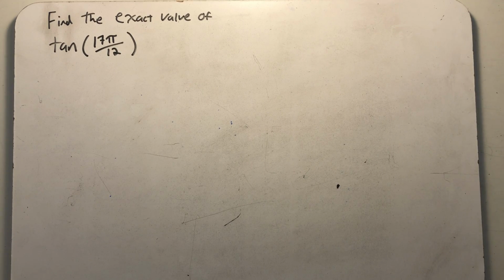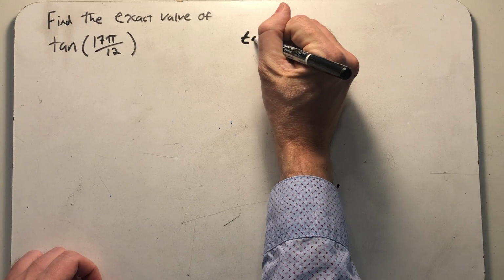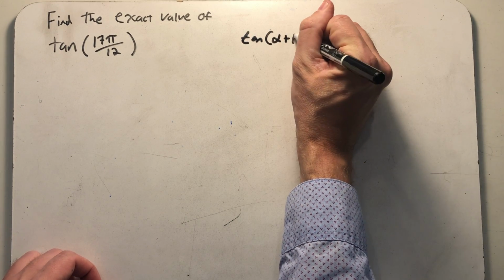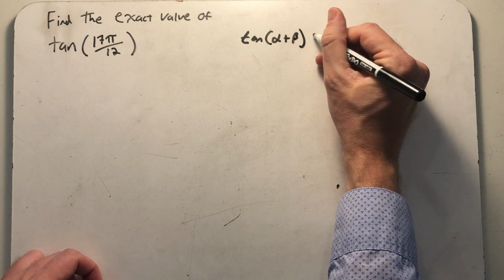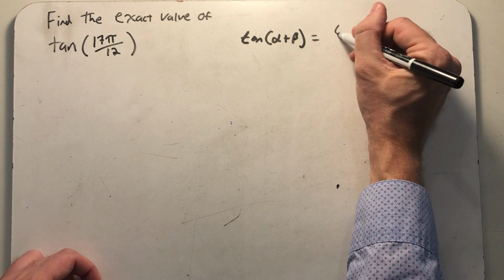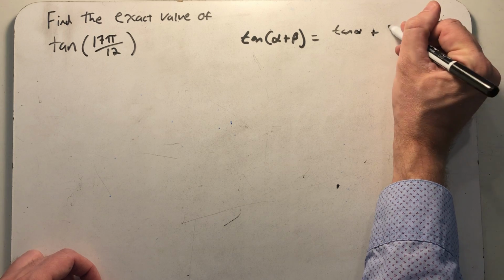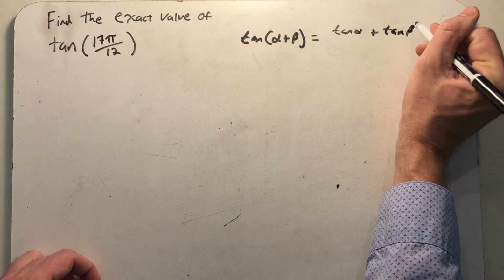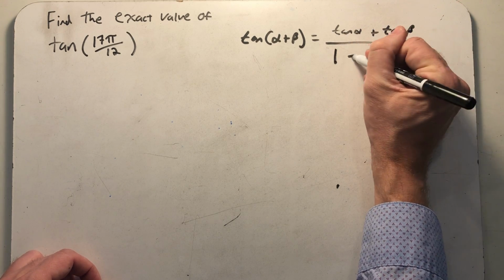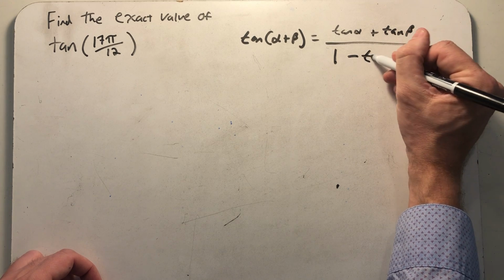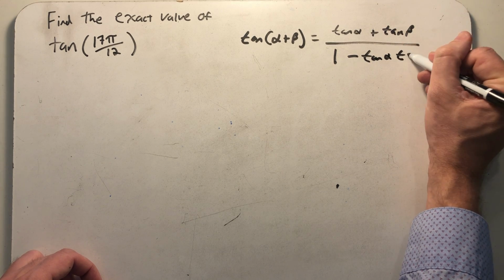We've been asked to find the exact value of the tangent of 17 pi twelfths. So I want to use sum and difference formulas in this video, and that's my primary goal in doing this. In particular here, I want to start by using the addition formula for tangent. The tangent of alpha plus beta is equal to the tangent of alpha plus the tangent of beta over 1 minus the tangent of alpha times the tangent of beta.